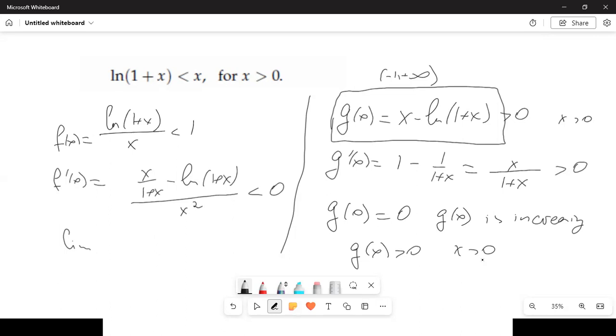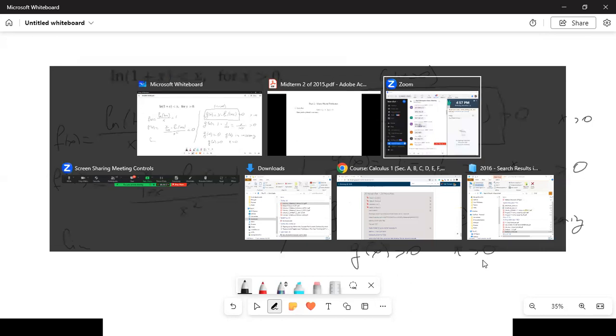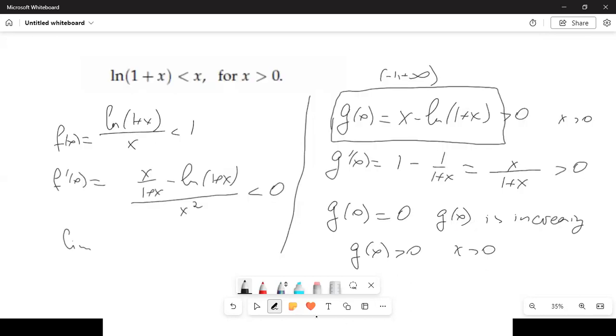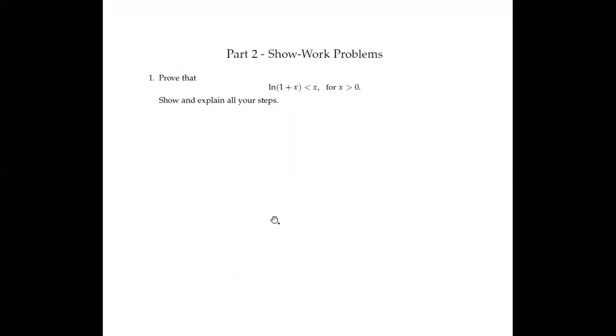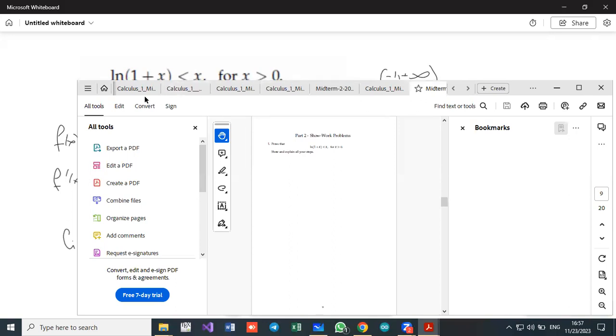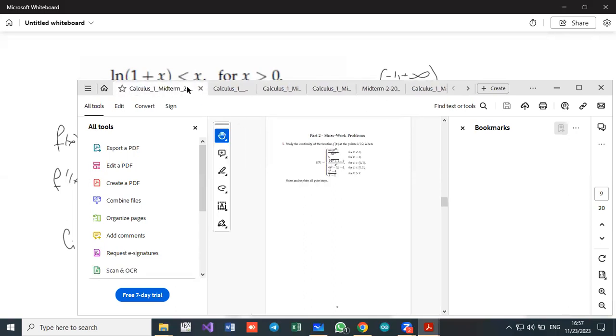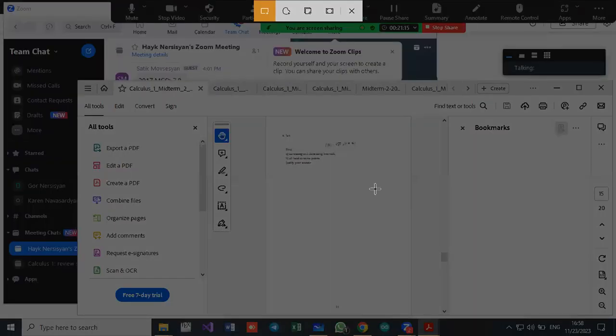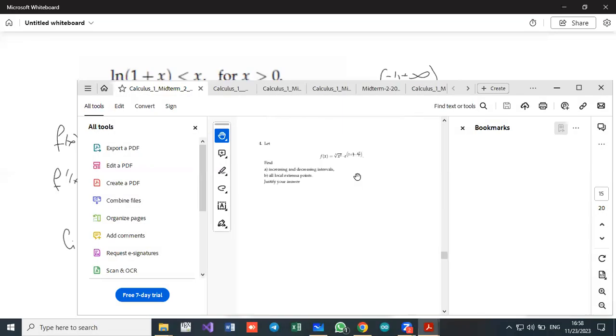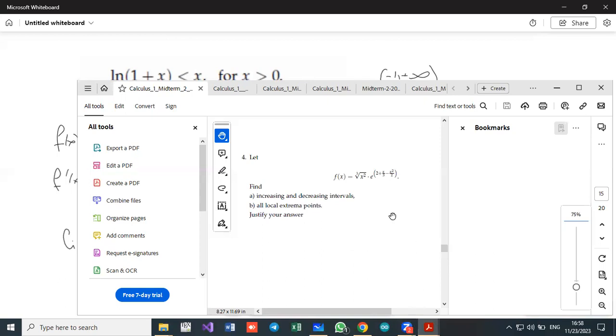Okay, thank you. Show work for, from 2022. So we are given some function and we should find extrema points and monotonicity intervals. Okay.